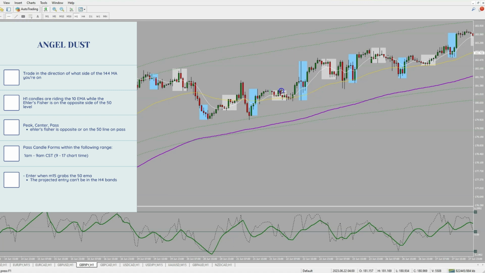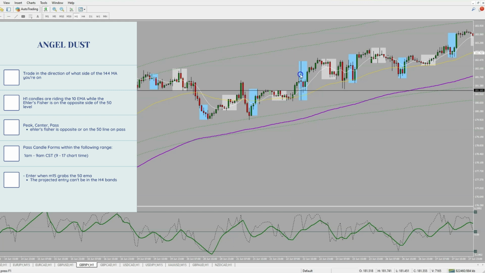Now take a look at that bearish candle right before this center point. Is that 25% or more of the size of this candle? That's not 25%. So that's still a valid center point. It comes down. Then we get a pass candle here. Let's make sure our Ehlers Fisher is still below the 50 level here. Yep. And then also the time that candle happened was 11 o'clock chart time. So that's within the acceptable range of times. So all we do at this point, because angel dust is confirmed, the setup is confirmed, is wait on an entry.